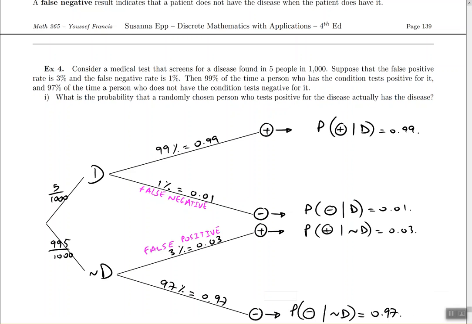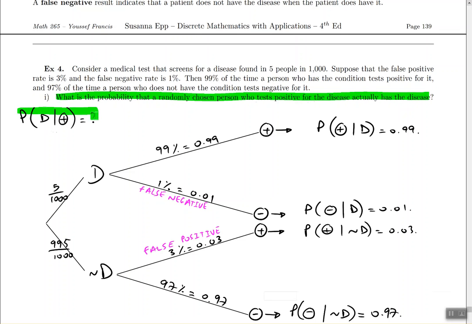Now, what am I looking for in this problem? Let's take a look at the question. The question is, what's the probability that a randomly chosen person who tested positive for the disease actually has the disease? So what we're looking for in this problem is the probability of a person who tests positive for the disease actually having the disease. So disease given that they tested positive. We already know that they tested positive. What's the probability that they actually have the disease? That's what we're looking for, and that's what we're going to be trying to evaluate in this particular problem.